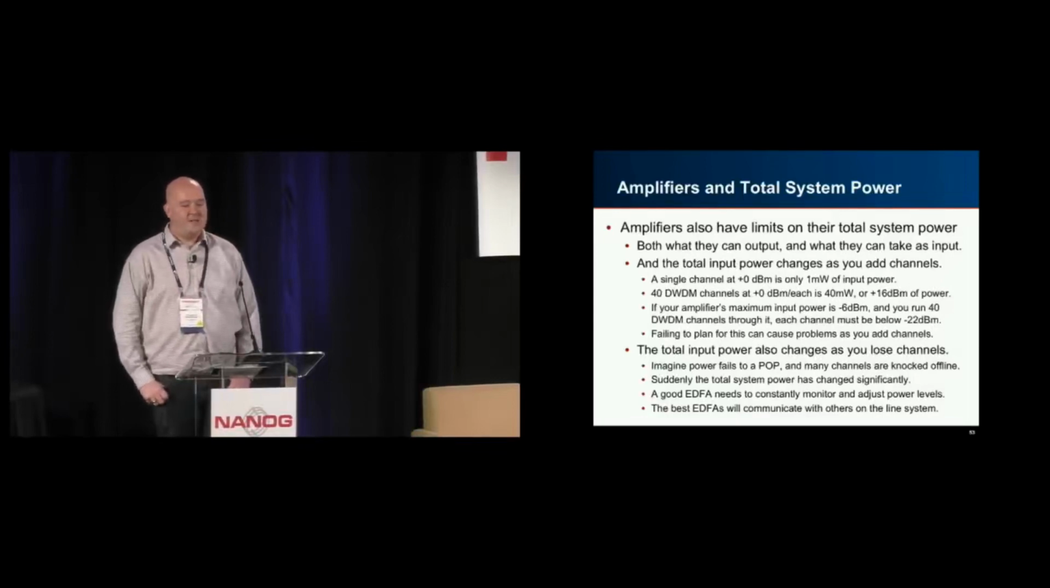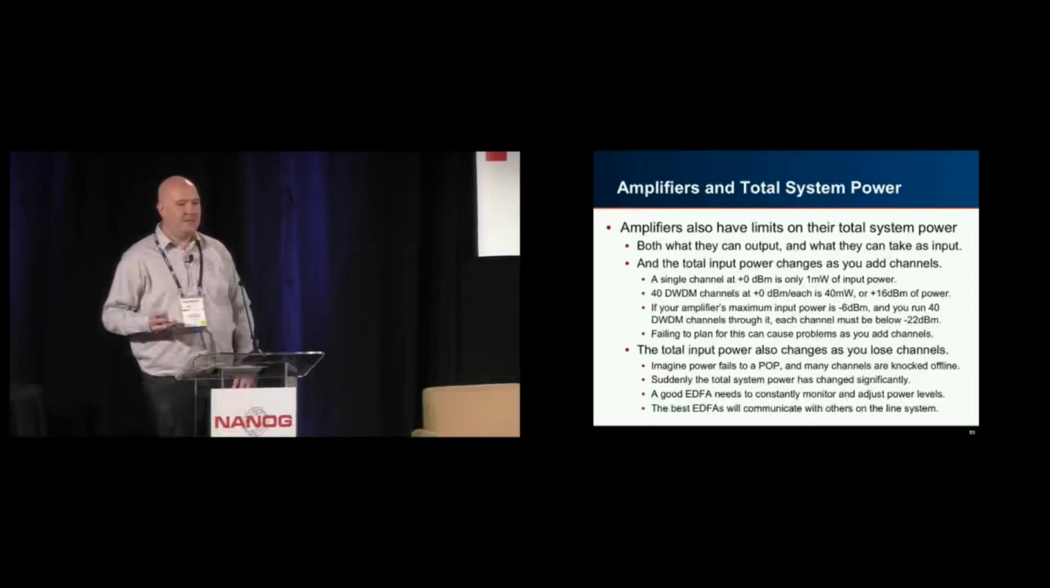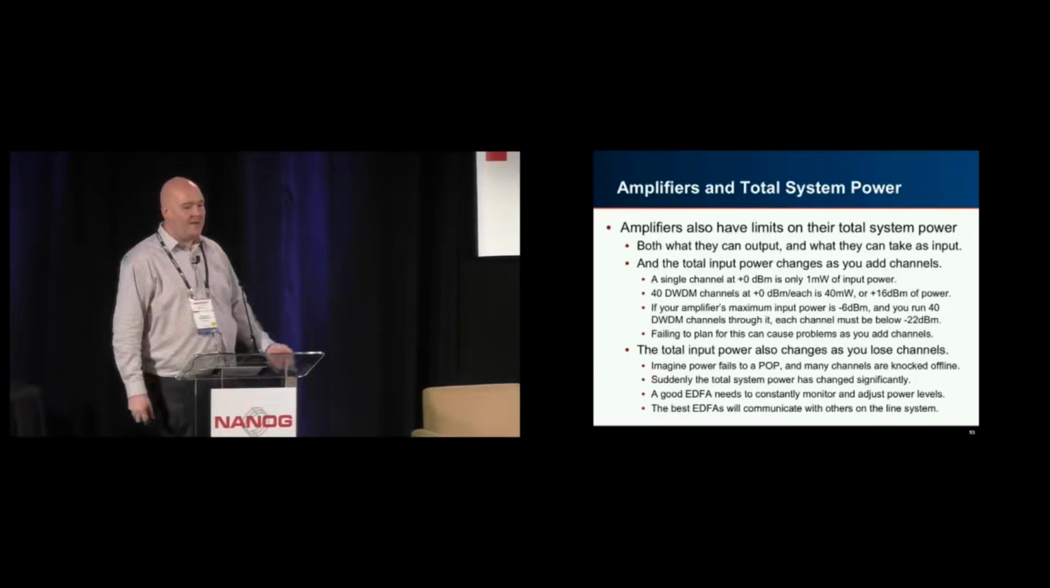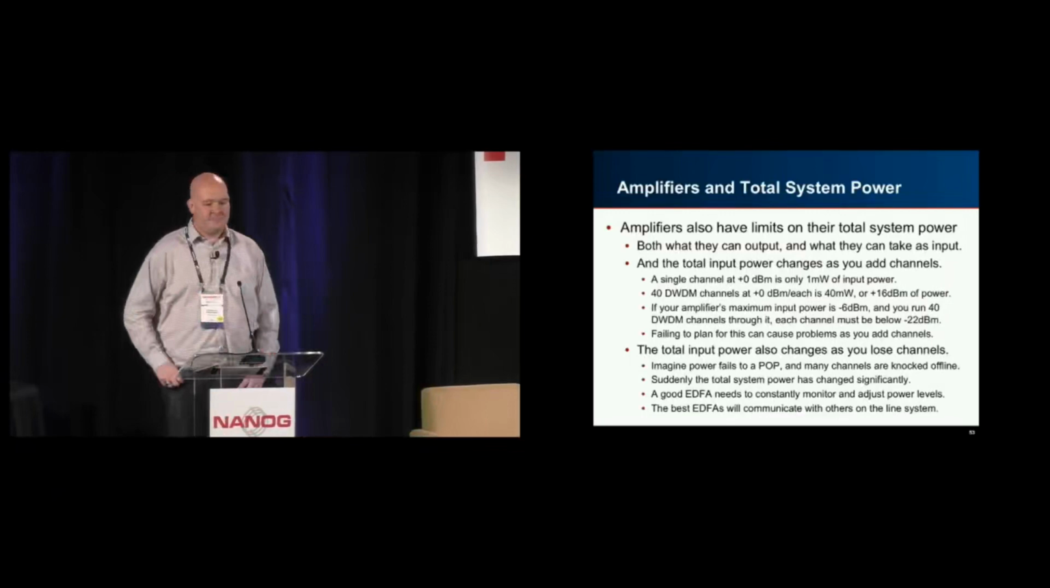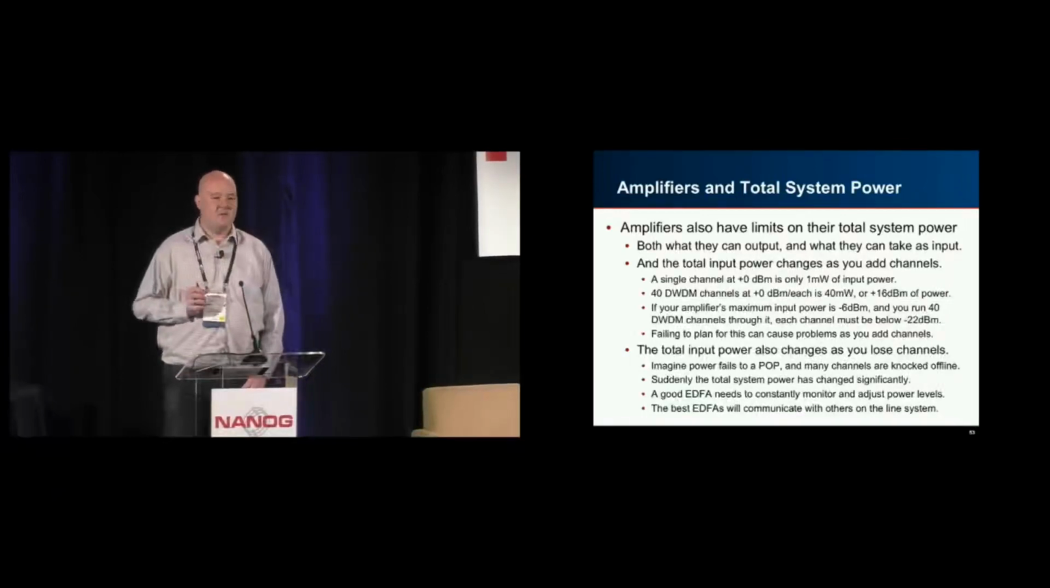So if your amplifier has a maximum input power of -6 dBm and you run all 40 channels, that means before you put the channels into the amp, you needed to attenuate them all the way down to -22 dBm. So you need to think about these different types of amplifiers and the different power balance requirements for the channels to make the system work. The other thing that happens is this can change over time as you add or lose channels.